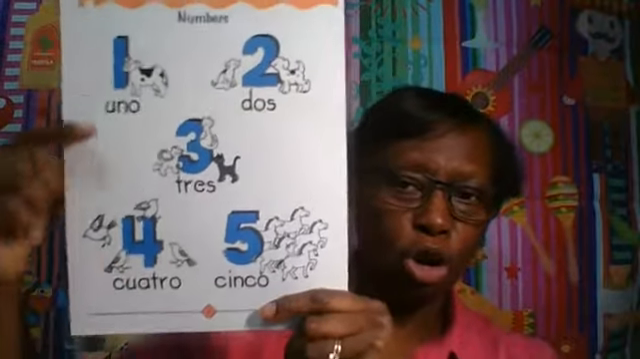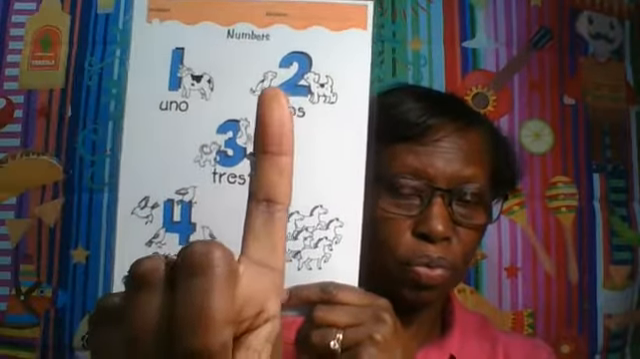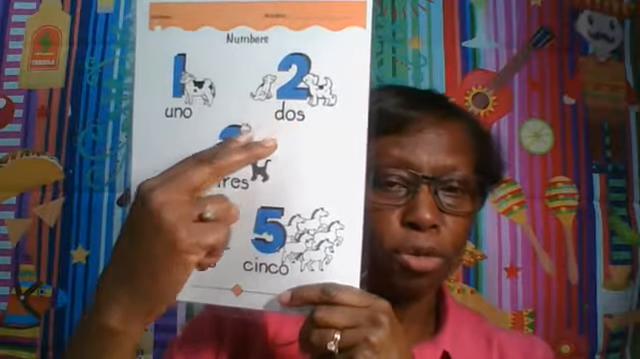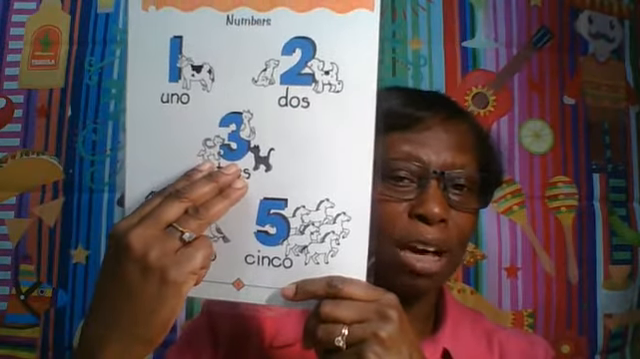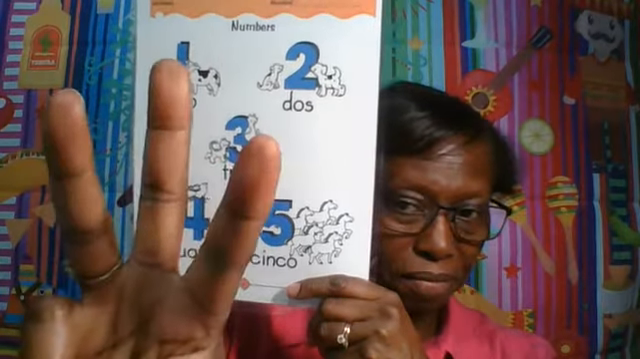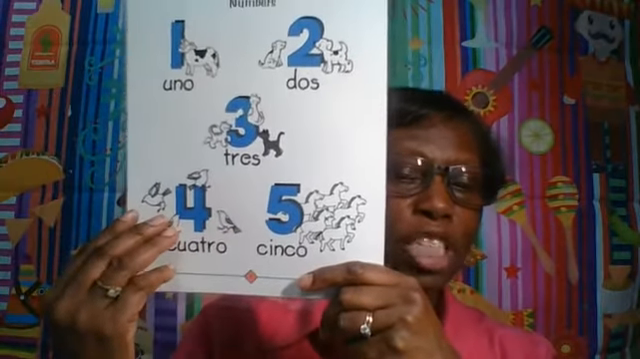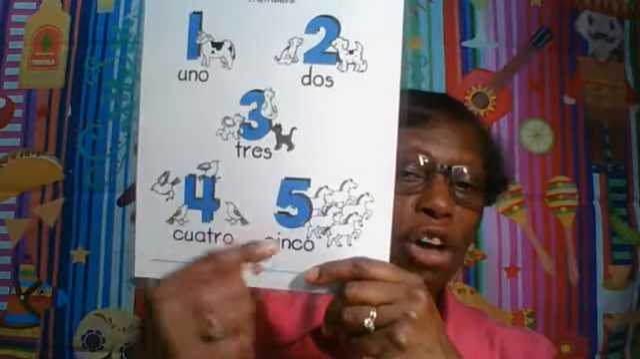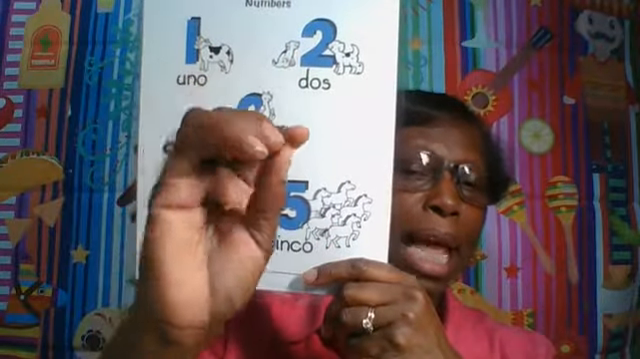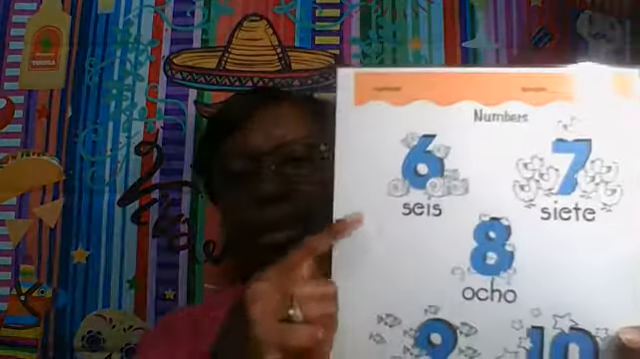Try that again. Uno vaca, moo. Dos perros, roof roof. Tres gatos, miau miau miau. Cuatro aves, tweet tweet tweet tweet. Cinco caballos. Boogity, boogity, boogity, boogity, and boogity. Excelente. Let's go to 10. I need two hands for that one, don't I? Yeah, I do. Okay. I'll just show you.